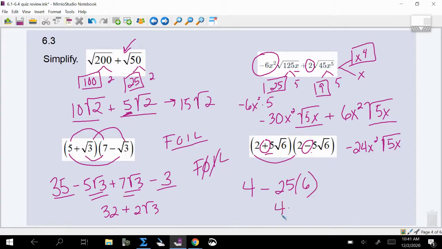So you're going to have 4 minus 25 times 6 is 150. You can use a calculator if you need it. You get negative 146. But anytime you're asked to multiply binomials, think about your pattern of foiling. First, outside, inside, last, and then see what terms you can combine.